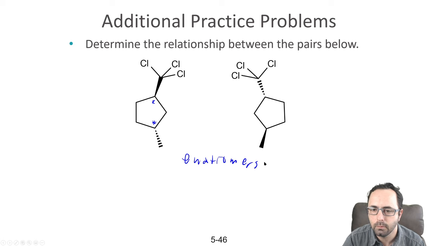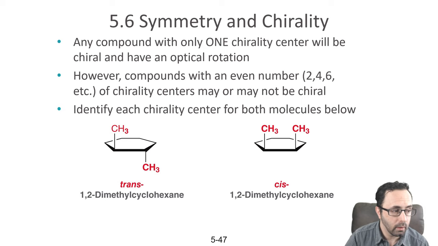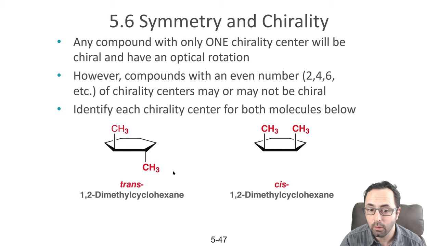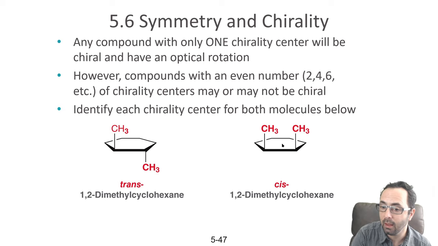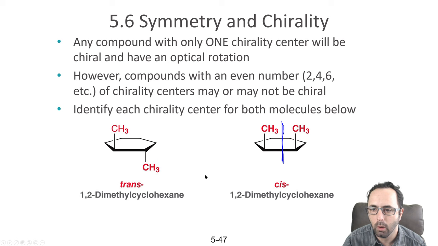So now one thing we have to be concerned with is that if we have a compound with multiple chiral centers, something can happen. And that is that the molecule can within it contain an internal plane of symmetry. And that will make the overall molecule not chiral. So this can happen when you have an even number of chirality centers. So for example here, we have the 1,2-dimethylcyclohexane. If there is an internal plane of symmetry, these will not be chiral. And this is true in the cis case. There is an internal plane of symmetry right here, right down the middle. And so this is going to be what we call a meso compound, the cis one, and will not be chiral.